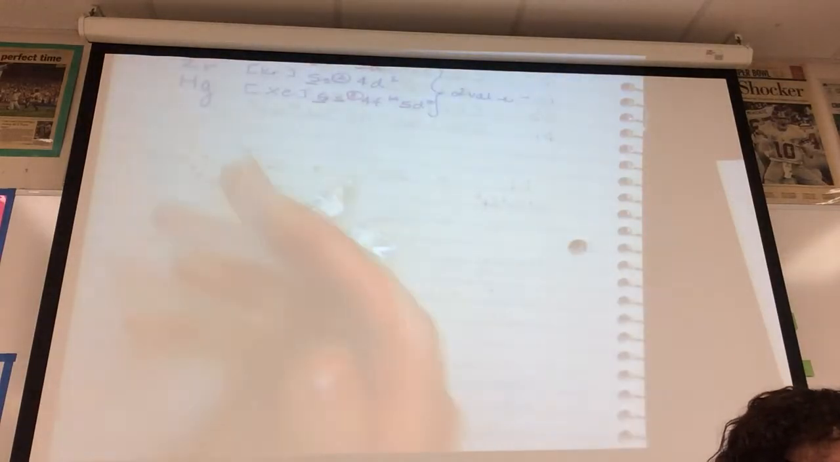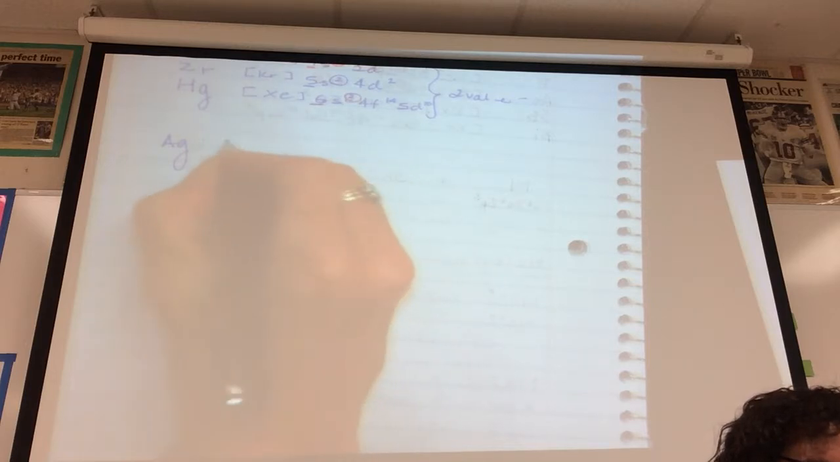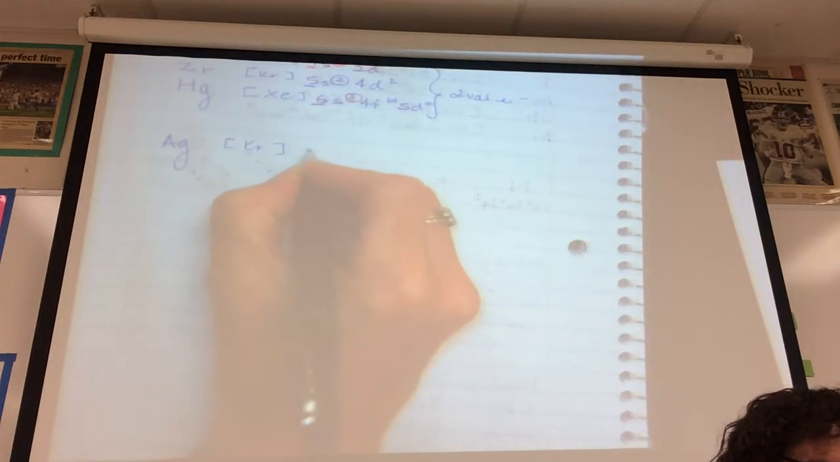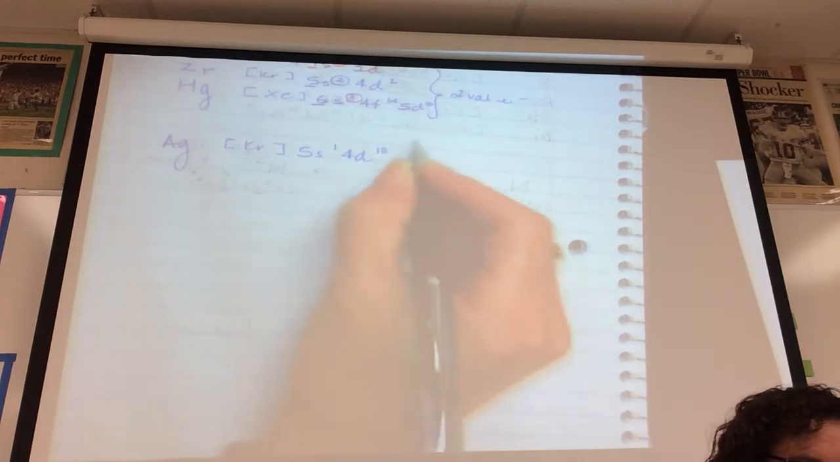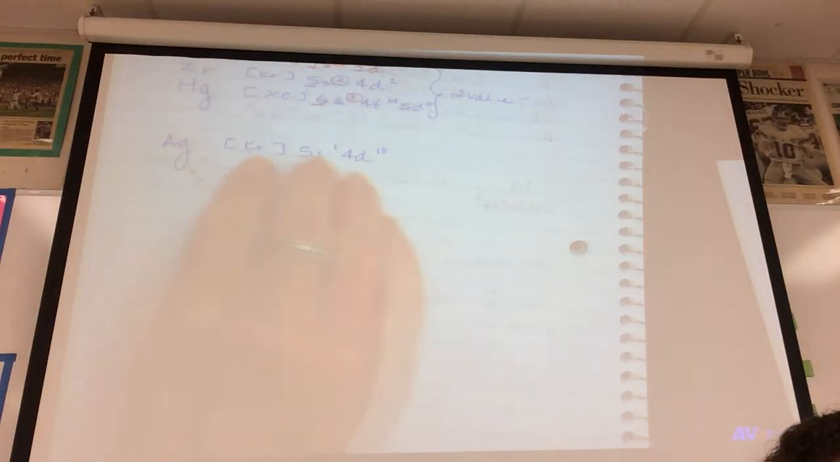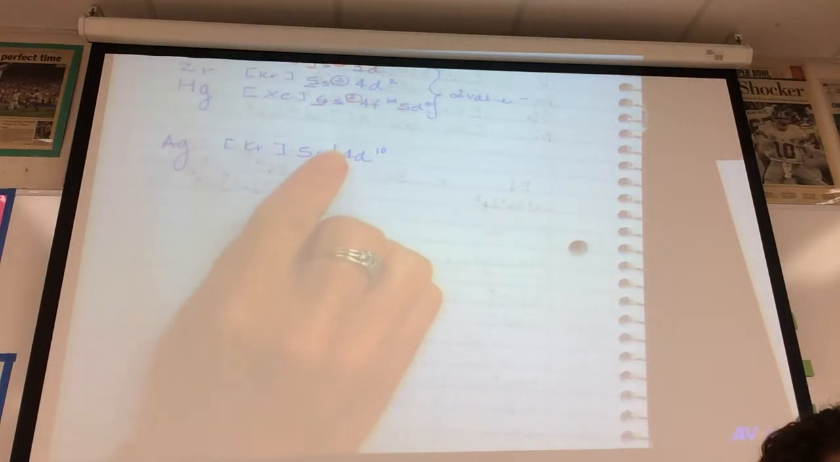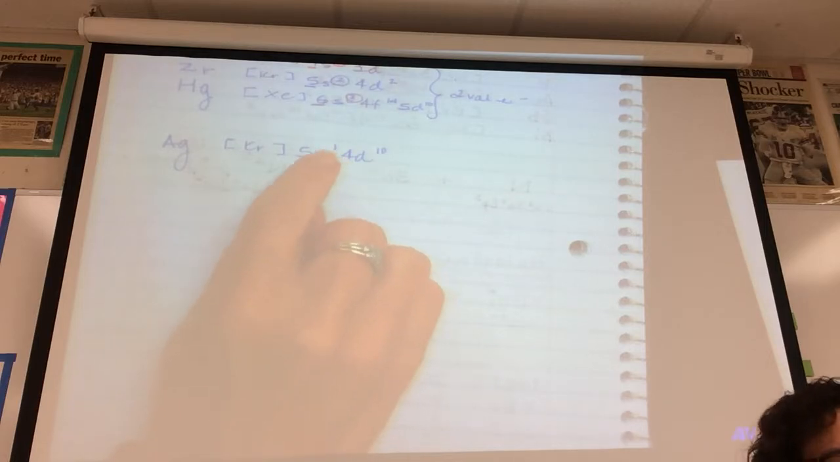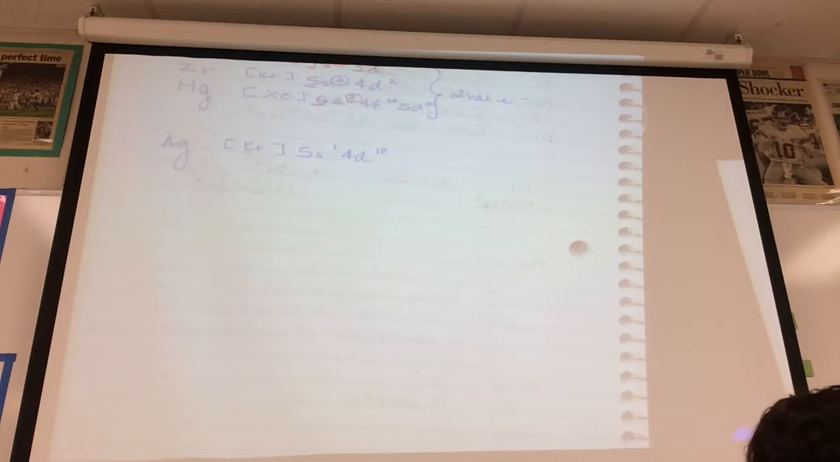I'll give you one, but I won't ask you to write it. Silver is kind of funky because it's krypton 5s1, 4d10. And it helps explain why silver is always 1+. But these are anomalies, and we're not going to play with these this year. This one would only have 1 valence electron. So if given this configuration, you could see it has 1. Otherwise, I don't think you would guess it. Your transition metals typically have 2 valence electrons.